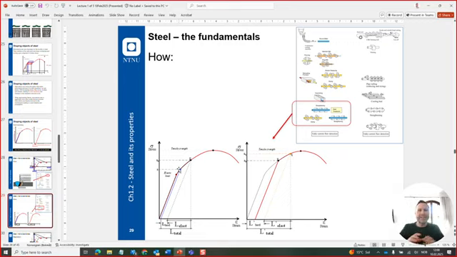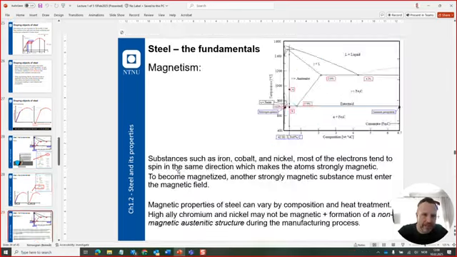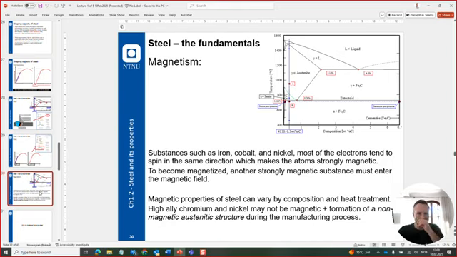I see the time is running out. I would just talk about a feature like magnetism. Some properties of steel, typically steel would be influenced by these additives, which may influence the magnetism.